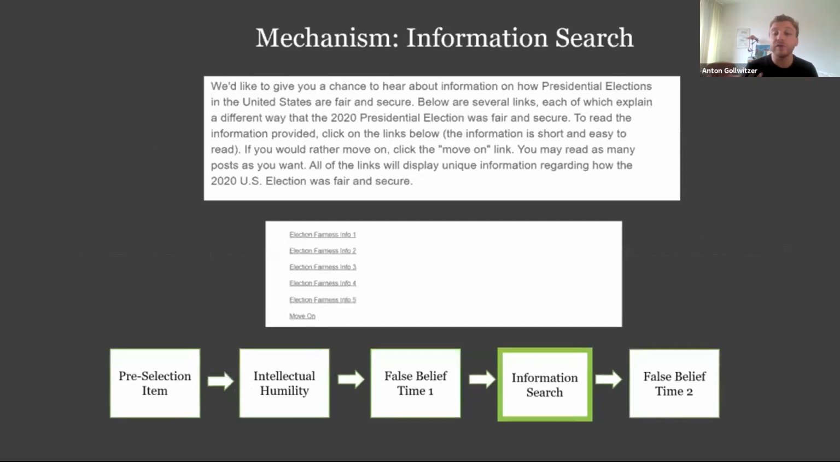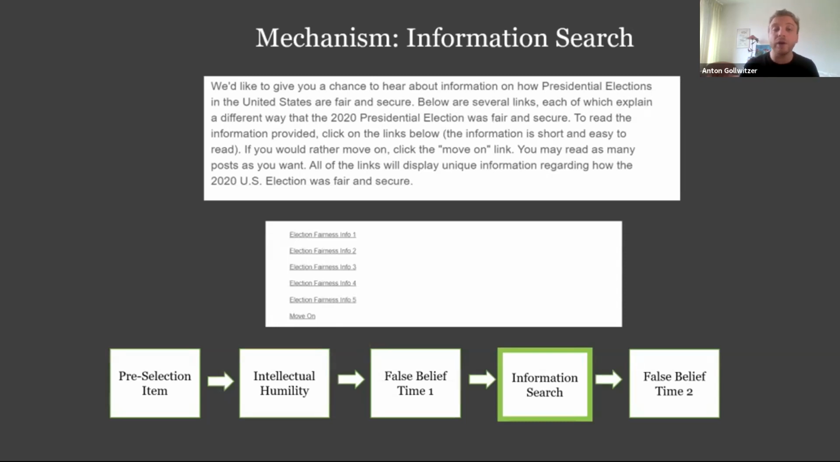We then head to the mechanism, this information search of counter information. We gave participants the option to examine counter evidence to their stated false belief. For instance, in the election study, they read, "We'd like to give you a chance to hear about information on how presidential elections in the United States are fair and secure. Below are several links, each of which explains a different way that the 2020 election was fair and secure." Participants could select 1 or 2 or 3 or 4 or 5 of these links, and each of the links held persuasive counter information against their false belief.